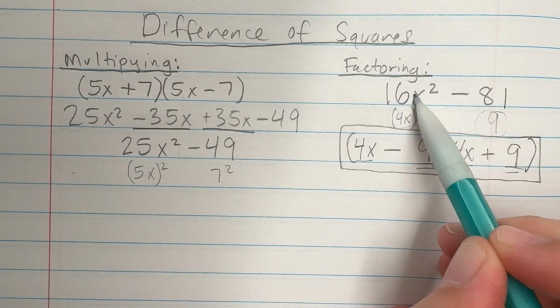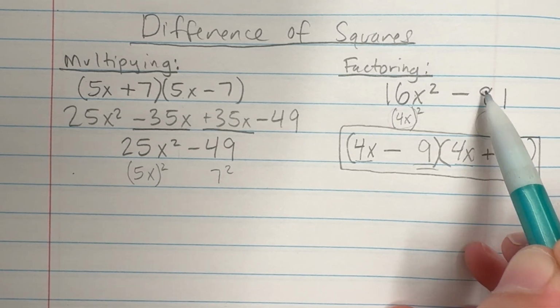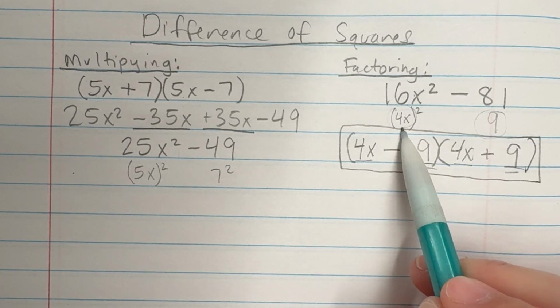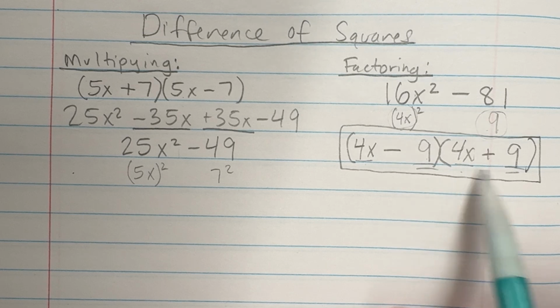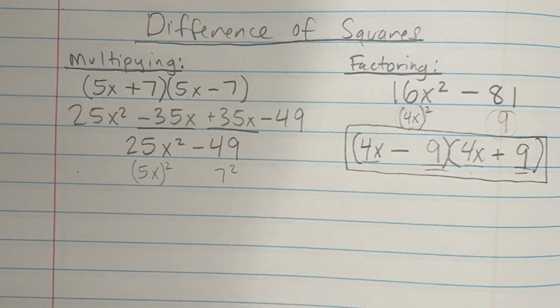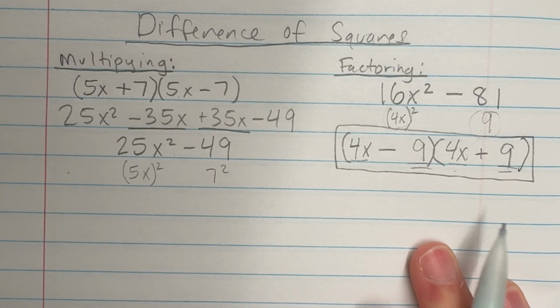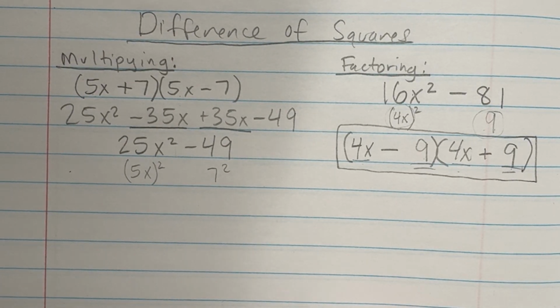So when you see something like this, a difference of squares, you're just asking yourself, what has to be squared to get this? What has to be squared to get this? And then you just set up, look, 4x and 9, those are going to be my two terms. The format is like this. It's a very specific format that works in a lot of different situations.